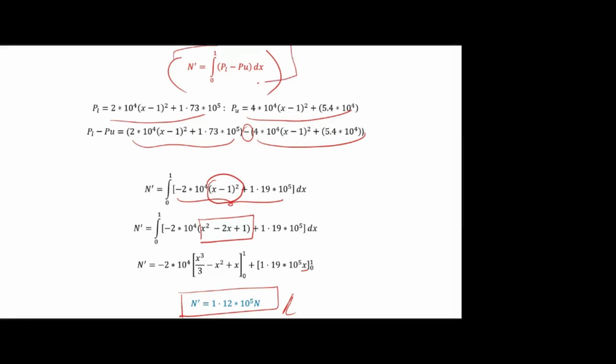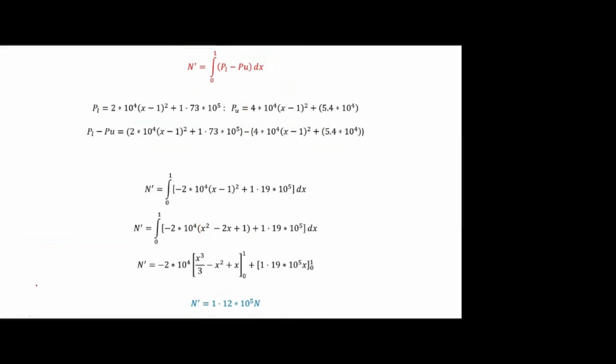So we found n dash for the flat plate. We know the PL and PU values. Straight away substitute, subtract, and this x minus 1 whole square you expand, then integrate, substitute the limits. These are normal mathematical procedures, you will get the n dash value. Any doubt here?